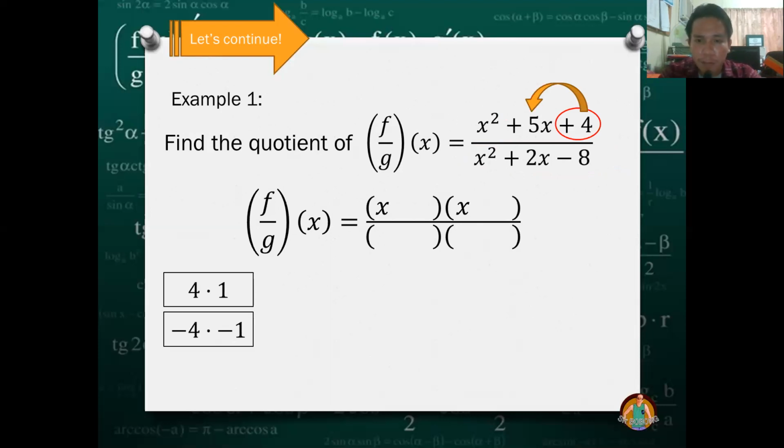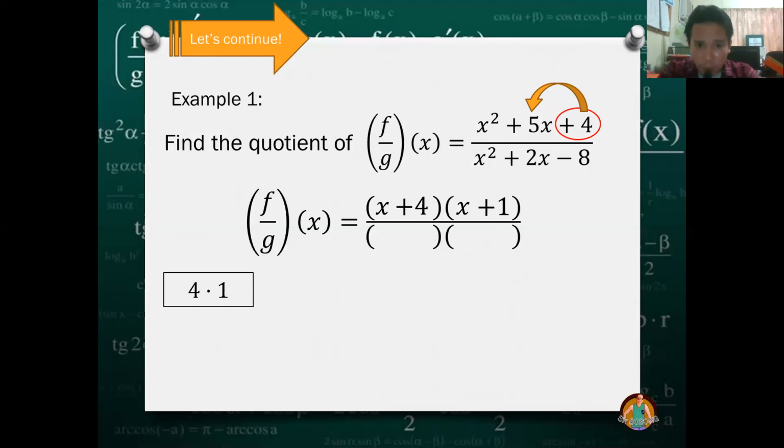So, saan dyan sa mga factors na yan ang gagamitin natin? Of course, that is 4 times 1. Bakit? Kasi 4 times 1 will give us positive 4 at when we combine 4 plus 1 will give us 5 na yun din yung ating middle number. Okay? So positive 4 and positive 1 will be the factor of our numerator.